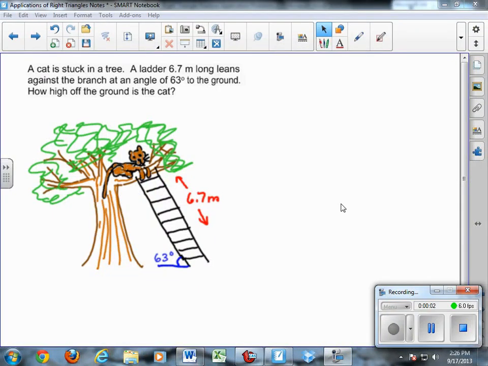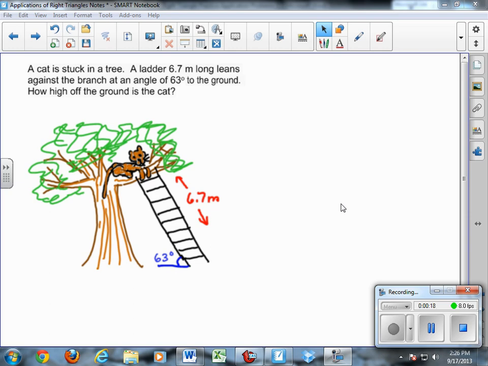This video accompanies the Right Triangle Trig Application Practice Problems worksheet, and I'm going to talk you through the problems and how to set them up. At any point when you think, oh, I know how to do the rest of the problem, pause the video and finish the problem yourself. It'll be better practice for you.